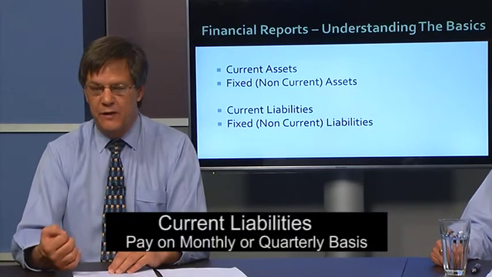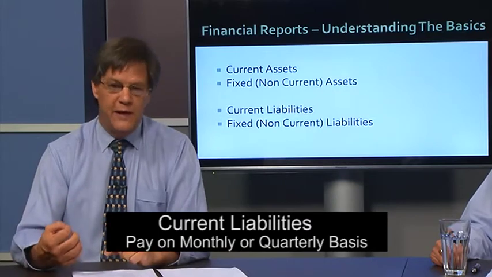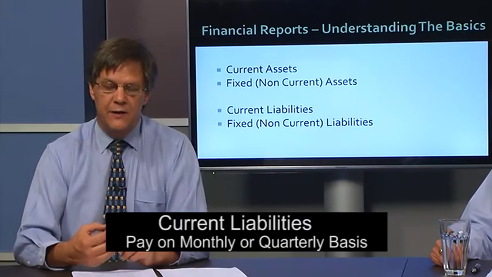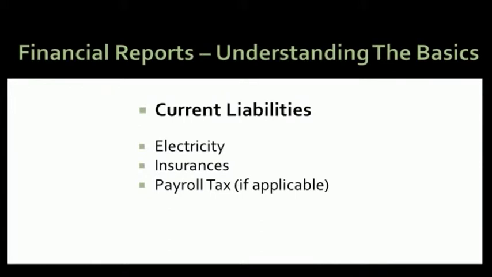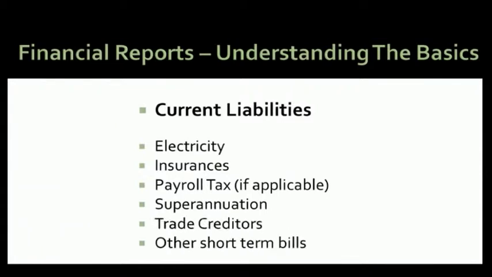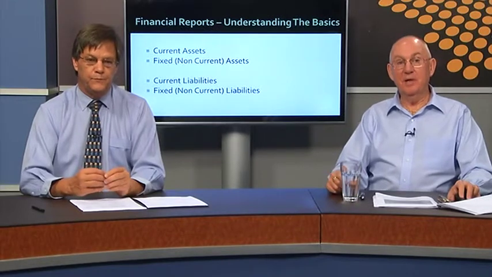Now, your current liabilities are everything that you're paying on a monthly or quarterly basis. These might be the electricity bills that you've incurred this month and you're paying in 30 days. They're also your insurances, payroll tax if it was applicable, superannuation that is payable on employees' wages, plus your trade creditors and other ongoing short-term bills. Okay, that's great. That explains all of that.